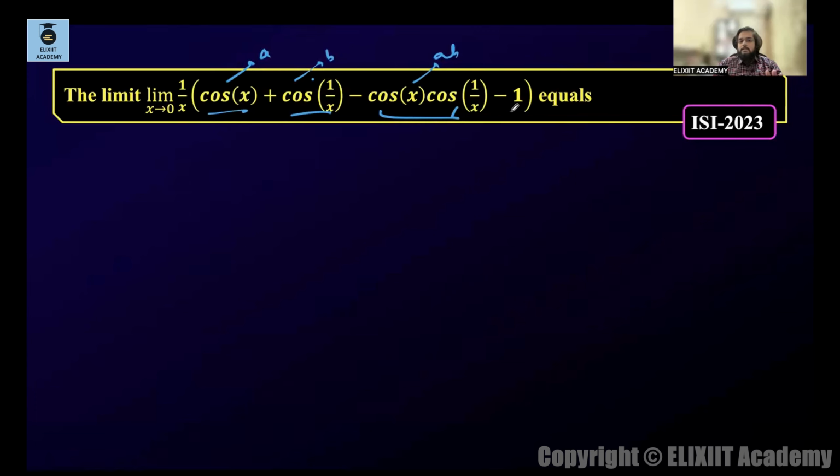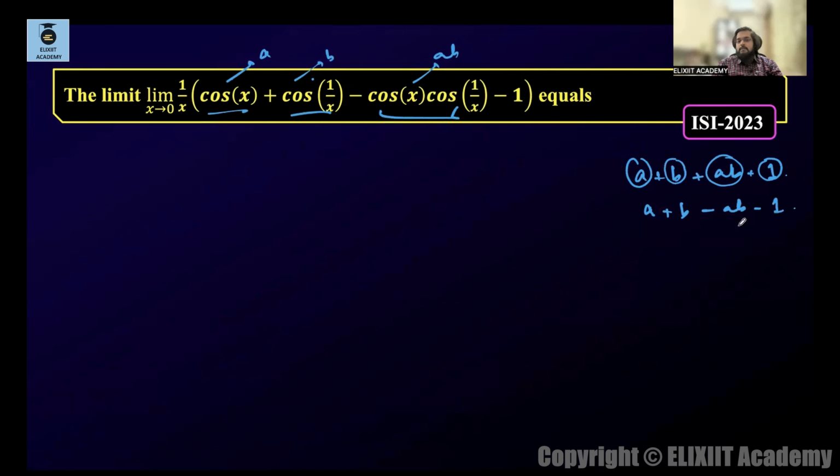These types of simplifications are taught in class, in limits. Whenever you see these kinds of formats, A plus B plus AB plus 1, or let's say A plus B, here they have given minus AB minus 1. Whenever you see these three terms, A, B, AB and 1, you think of factorization. Obviously we have to factorize. A very well-known format. There have been lots of questions in JEE and in ISI also. This is a recent year question, you can see.